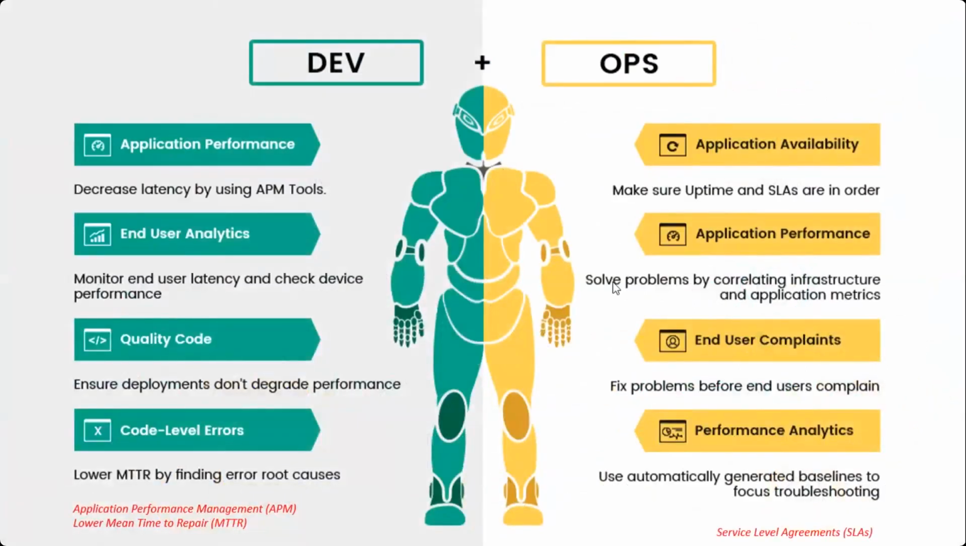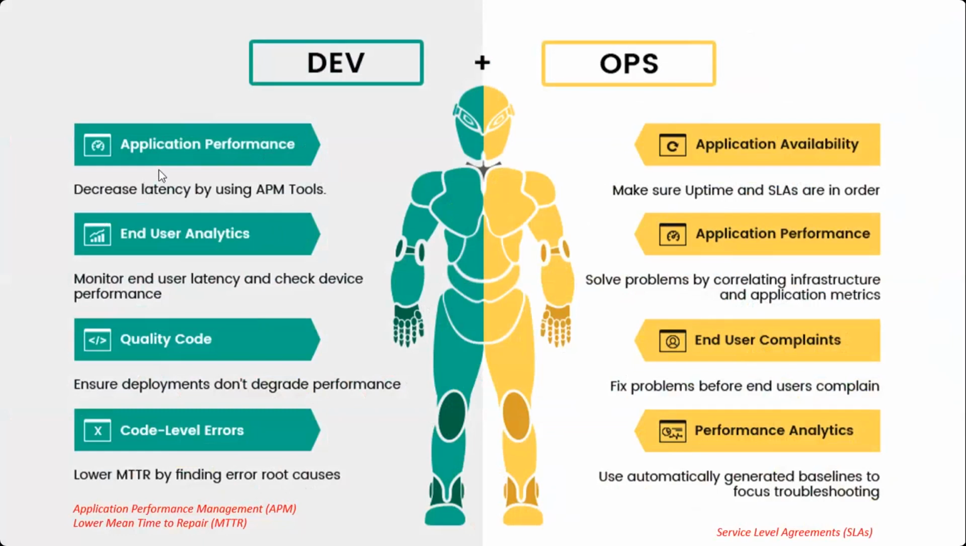Then we have this image to separate into Dev and Ops. So what are the roles and responsibilities of development and operations within this DevOps framework? It emphasizes how both of these teams work together to ensure the performance, reliability, and quality of the application.